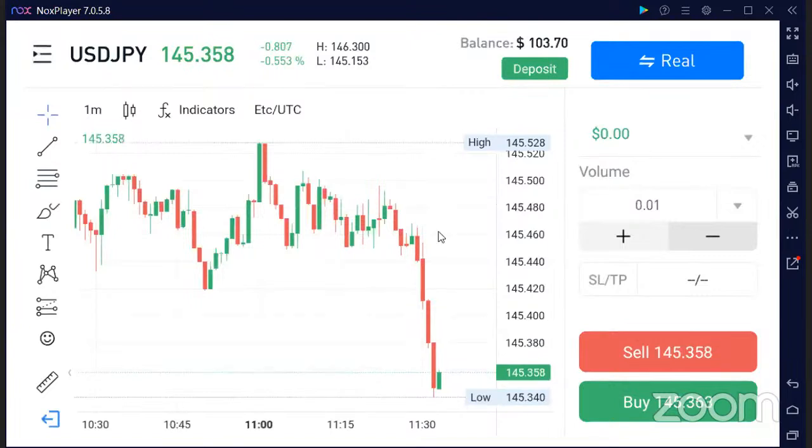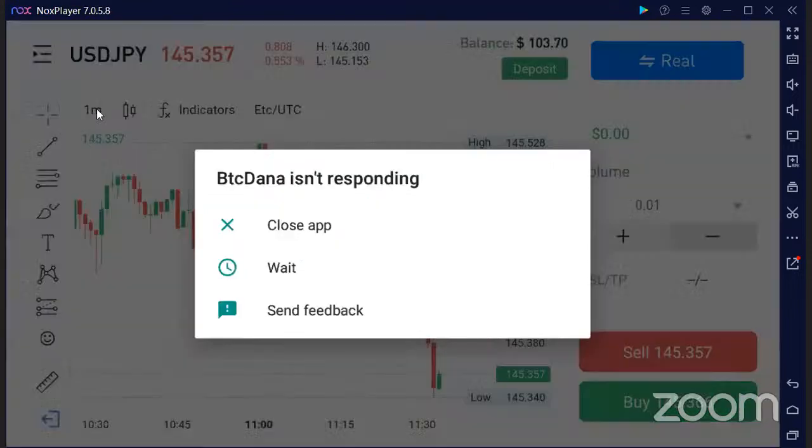I hope we can all see my screen now. Like I said in our previous session, I like to take my trade from the 4-hour time frame. I make my analysis from the 4-hour time frame down to 15 minutes.